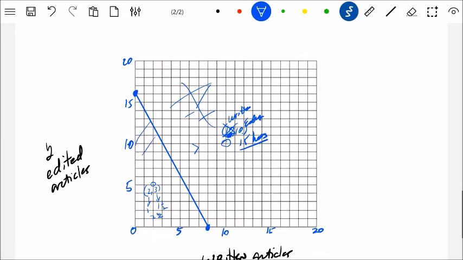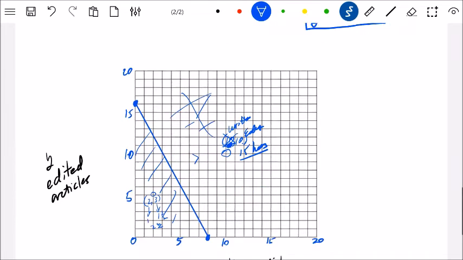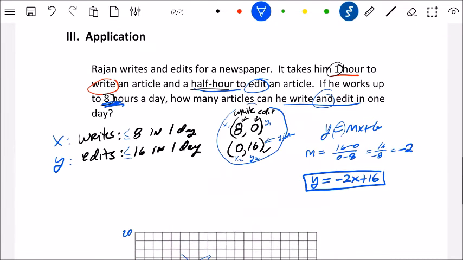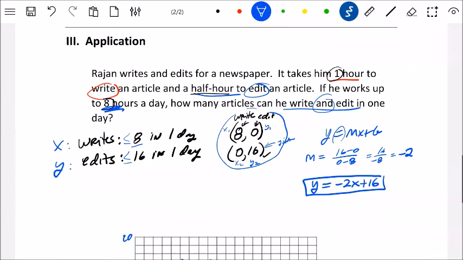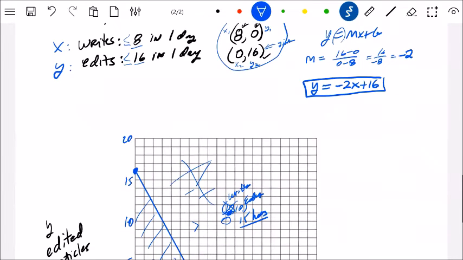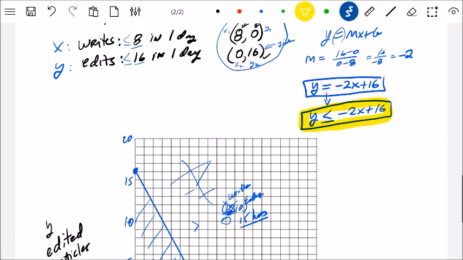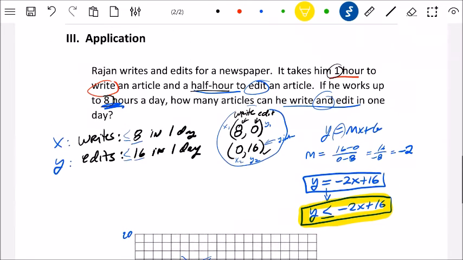So it looks like it's all the ones that are less than, but also the ones that are actually on it, because it says you can write exactly 8 in one day, exactly 16 in one day. So that means we're going to change this to y is less than or equal to negative 2x plus 16. So the directions did not say to write an equation, but if it did, then this would be a good equation for it. But what it does say is how many articles can he write and edit in one day if he works up to 8 hours.